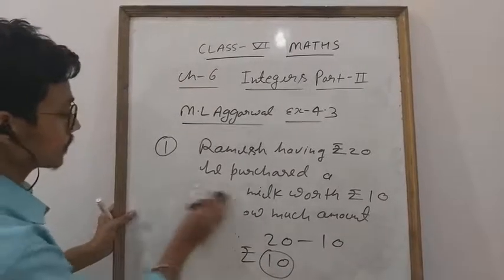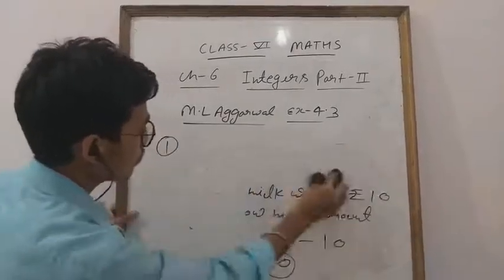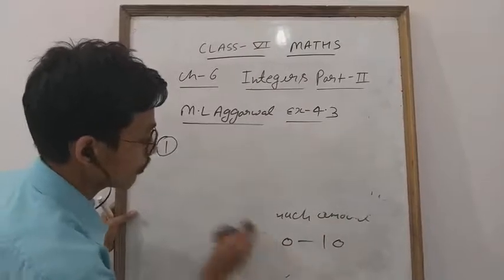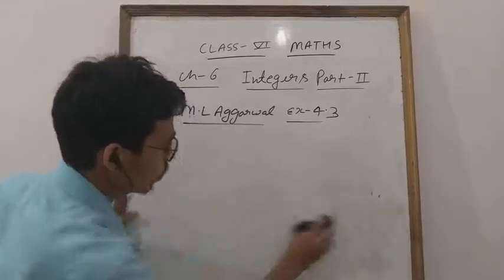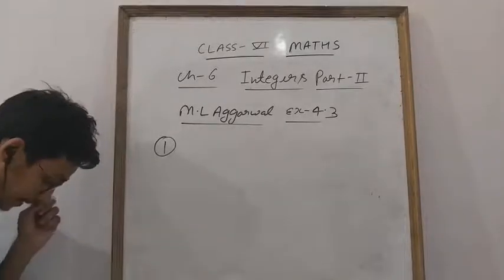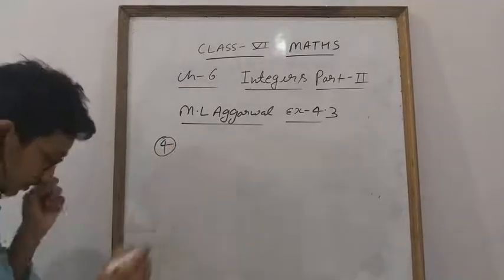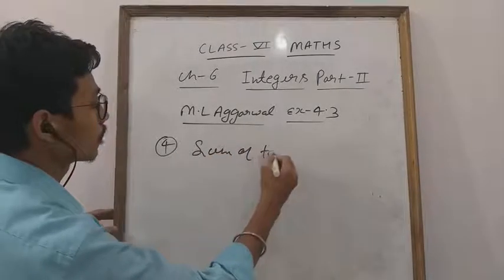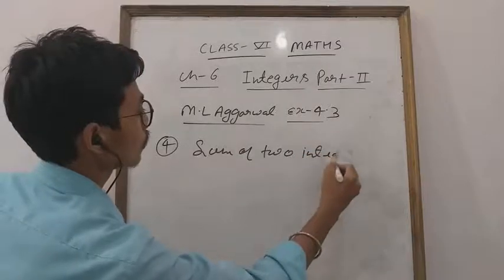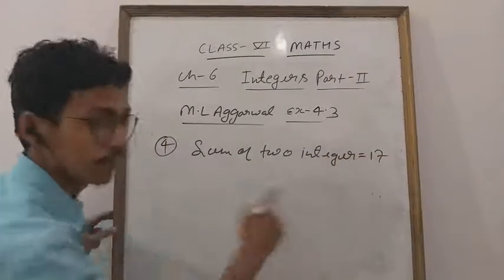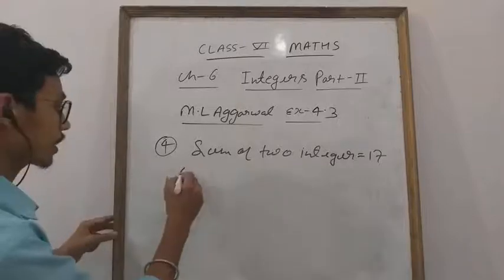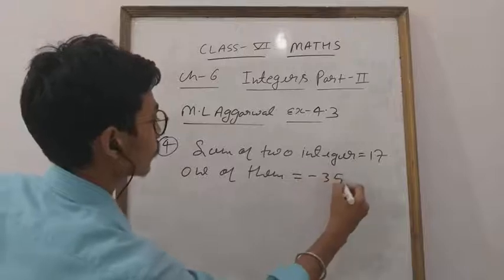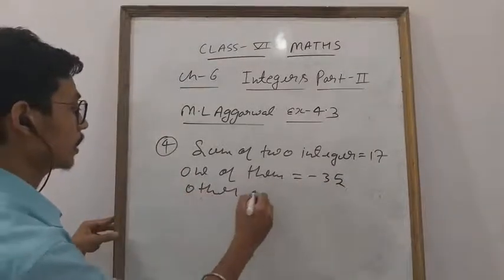So this type of question is given in the form of integers. This is given in the simple manner. But if it is given in the form of integers, if the sum of two numbers is given, find out the second number. For example, fourth question, C. The sum of two integers is 17. Sum of two integers is equal to 17. Okay, everyone. One of them is -35. One of them is equal to -35. Find the other number.